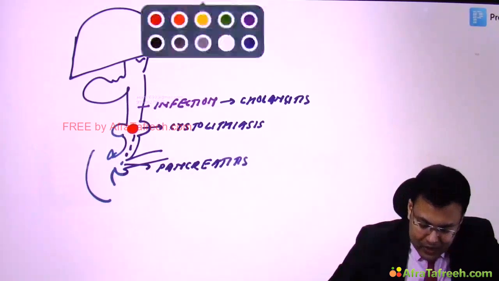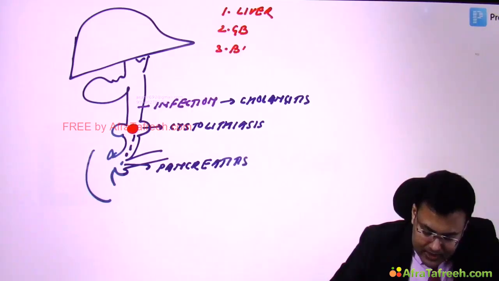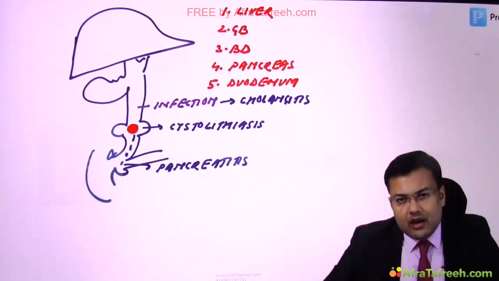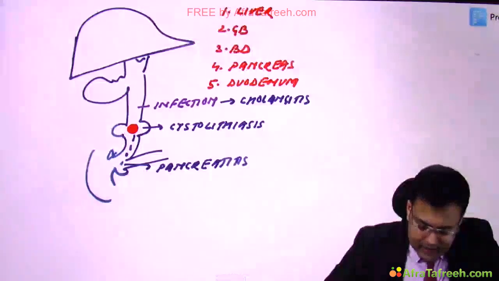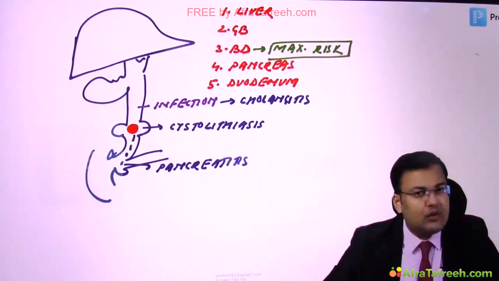So what organs are there? Here you can see choledochal cyst increases the risk of malignancy of liver, gallbladder, bile duct, pancreas, and duodenum, right? So in all these 5 organs, there is increased risk of malignancy. Out of these 5, the maximum risk of malignancy is seen in, obviously, which organ? It's the bile duct. And what kind of malignancy is seen? Obviously, in the bile duct, there is cholangiocarcinoma.